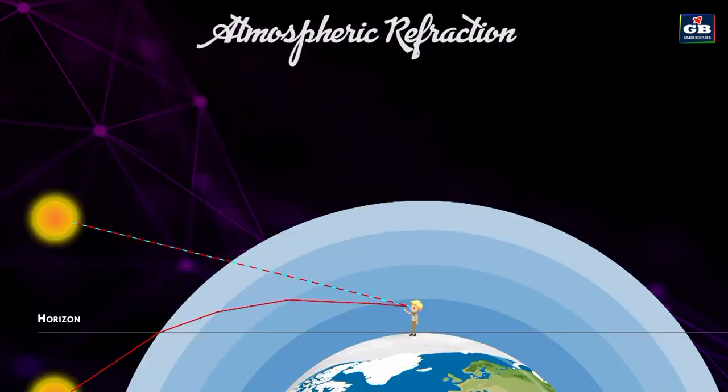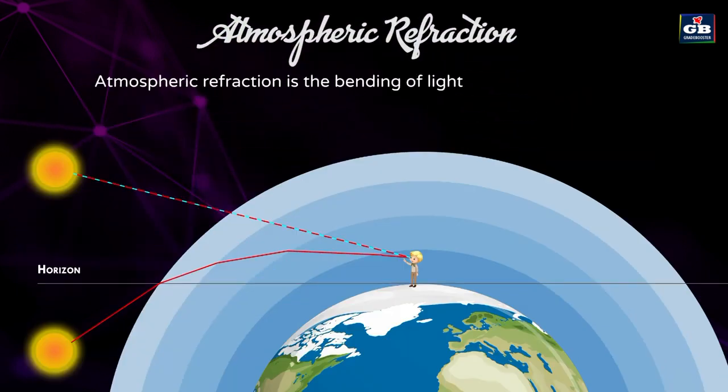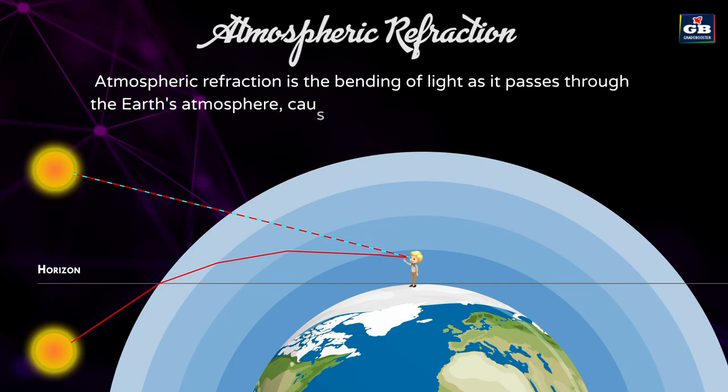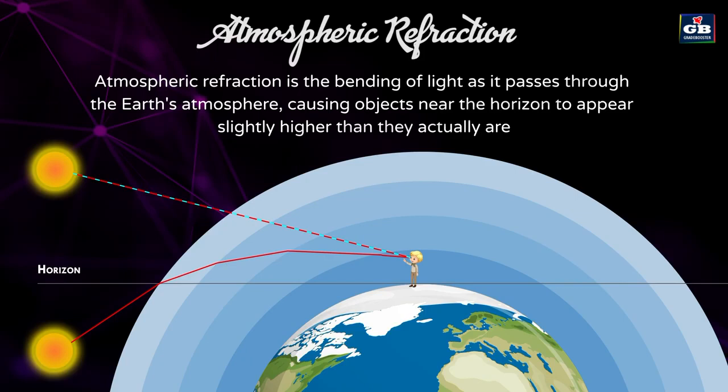Atmospheric refraction. Atmospheric refraction is the bending of light as it passes through the Earth's atmosphere, causing objects which are near to the horizon to appear slightly higher than they actually are. Atmospheric refraction means the bending of light when the light passes through the Earth's atmosphere.